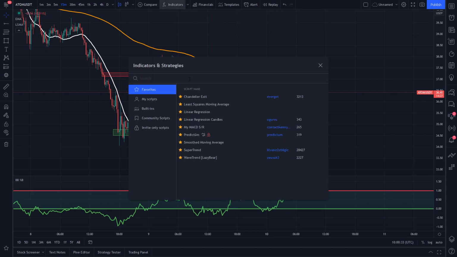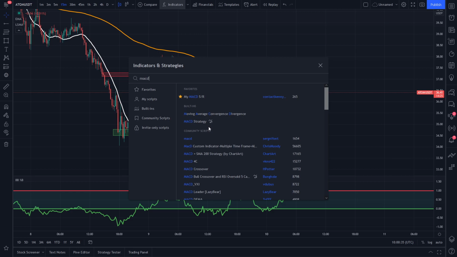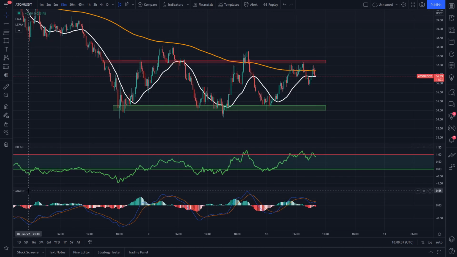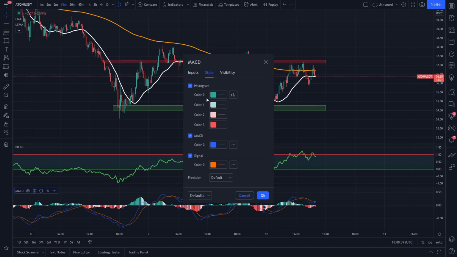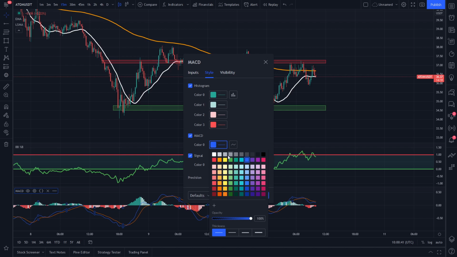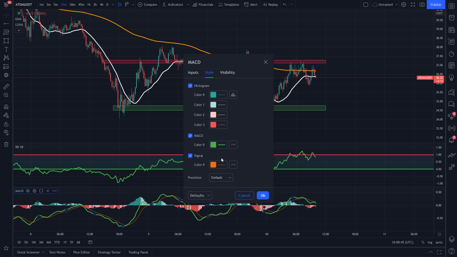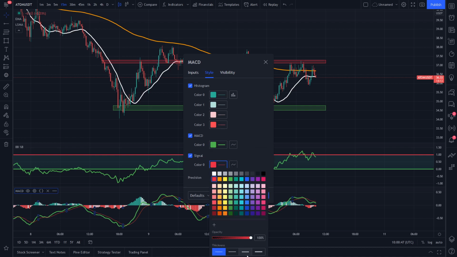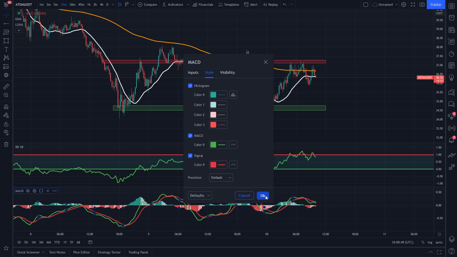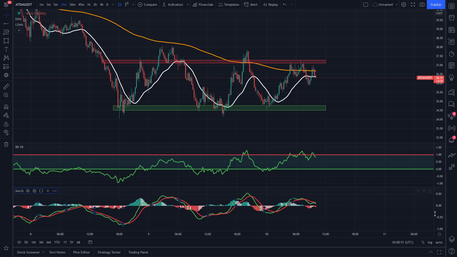And then we need MACD. Let's go to the settings of MACD. I'm gonna change the buy signal to green, increase its thickness. The sell signal to red, increase its thickness. Right, so we have our charts over here.